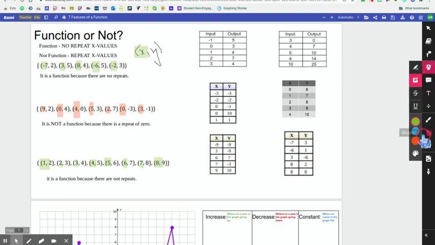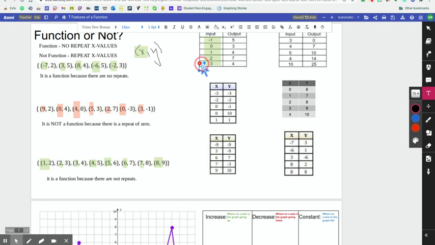So looking at these X values for this particular table, is it a function or is it not a function? Tell me why. Yep, it's a function, no repeats. I'm gonna shorten this down a little bit so we're not typing so much. So it's a function, no repeats.